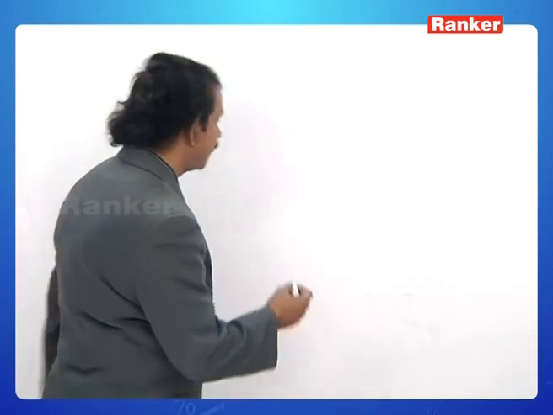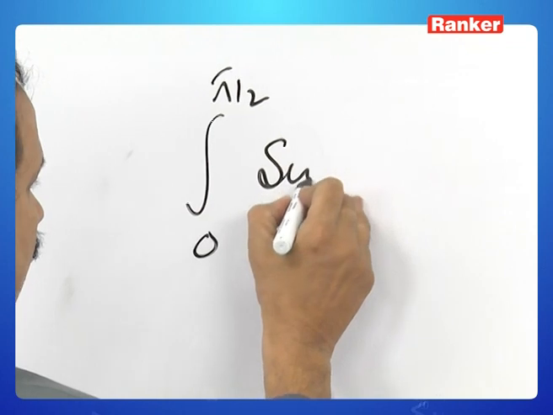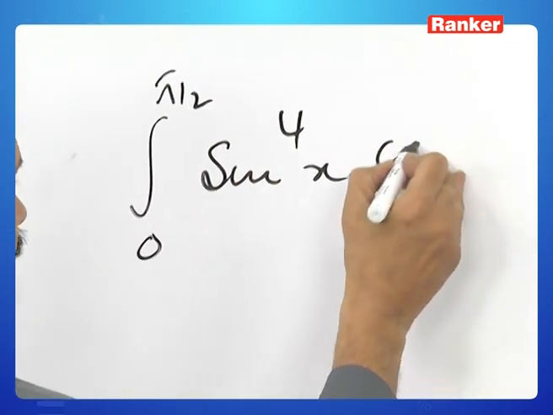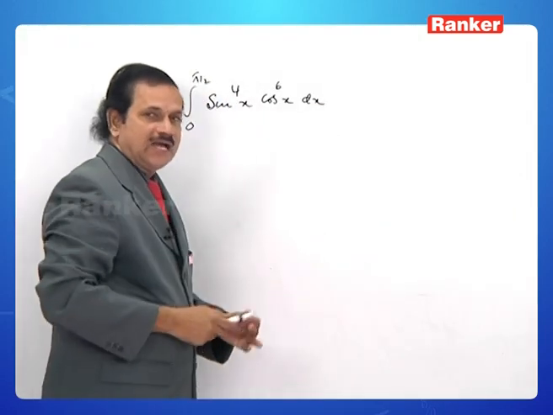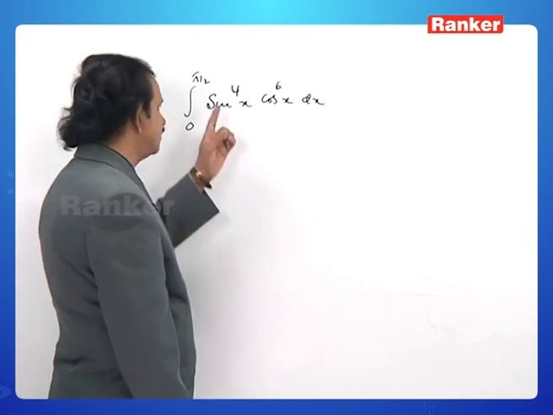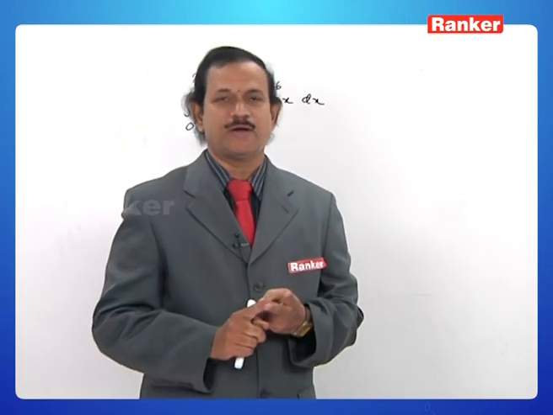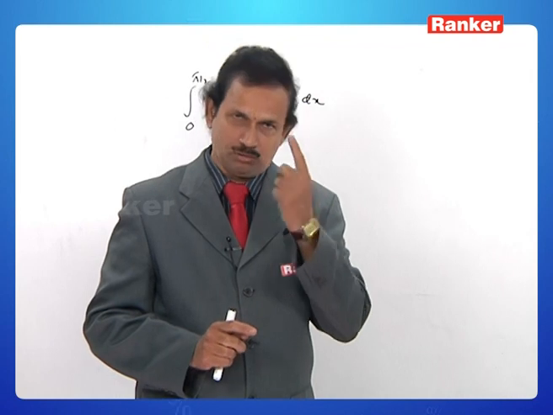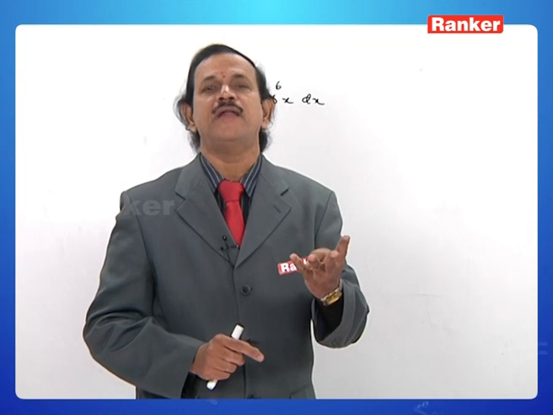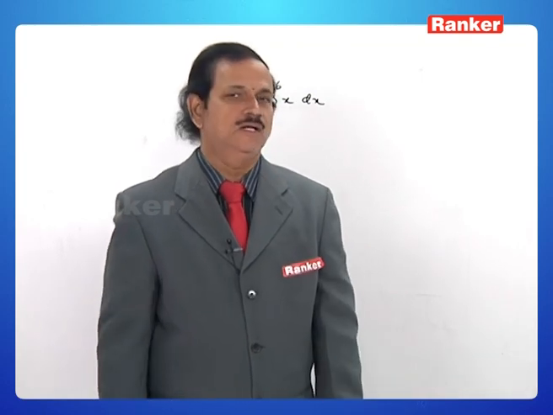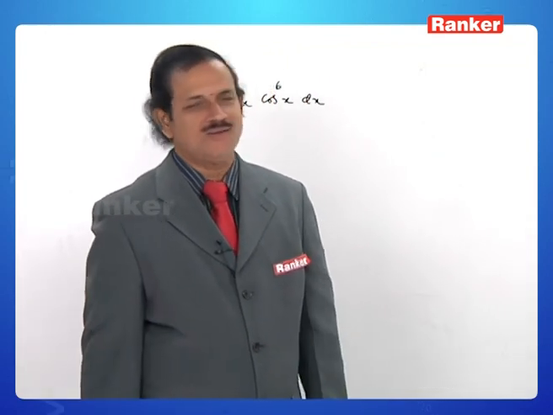Next one, integral 0 to pi by 2 sine power 4x into cos power 6x dx. As this is the very first example, I have considered both m and n are even. Okay, how many cases will arise? M and n both are even, both are odd, m is even, n is odd, m is odd, n is even. 4 different cases will occur. We shall illustrate the formula, or we shall practice that formula in all these 4 cases.